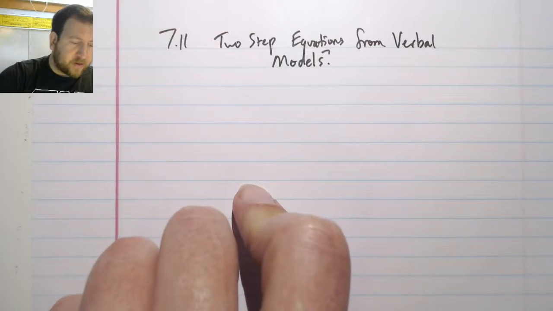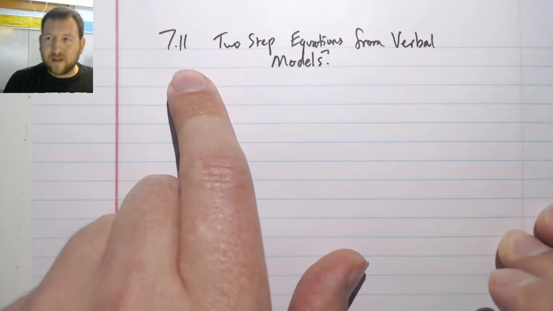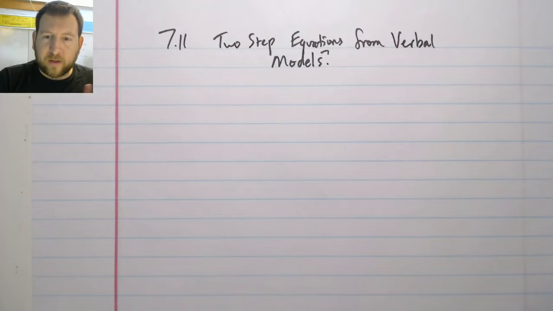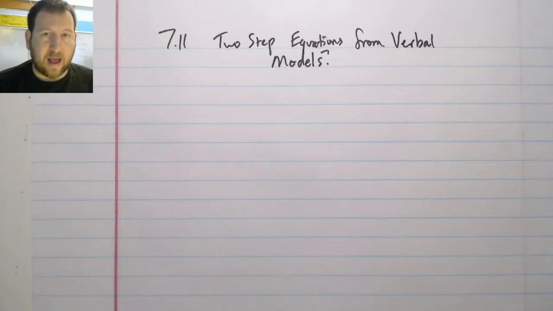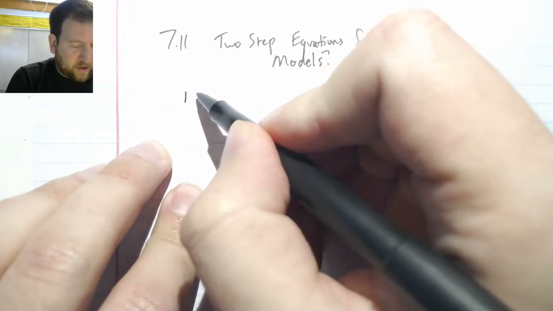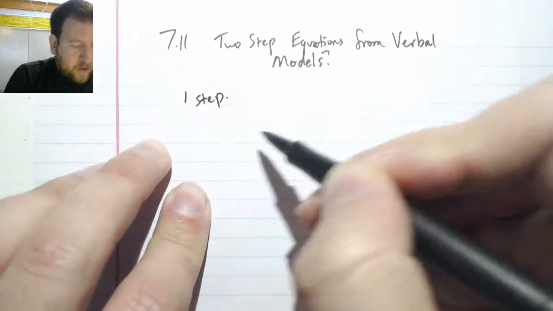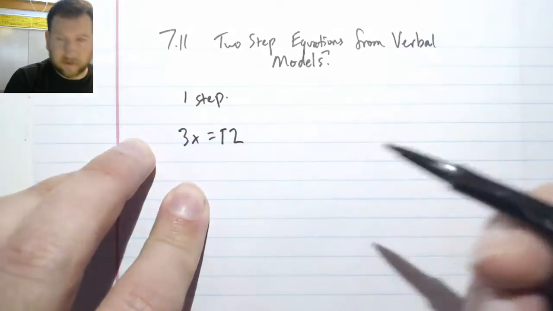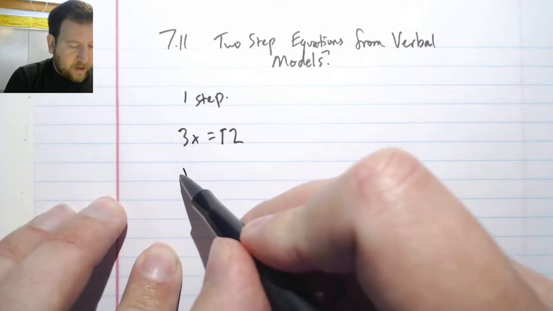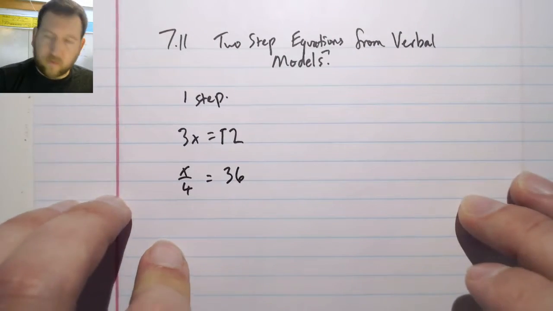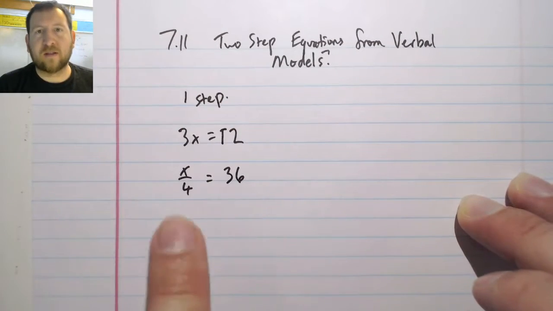All right, I want to move on to section 7.11, two-step equations from verbal models. We are going to be talking about the difference between the equations that we've been doing previously and a new style. So we've been looking at equations like this. We can call them one step. We'll have things like 3x equals 12, or x over 4 equals 36. And these will require us to do one step to solve them.